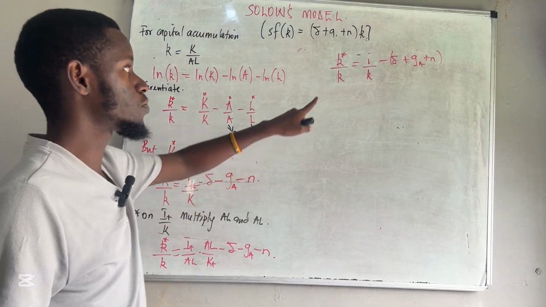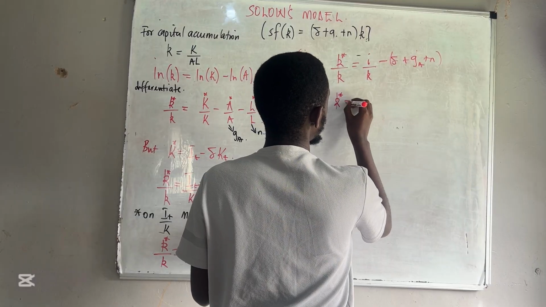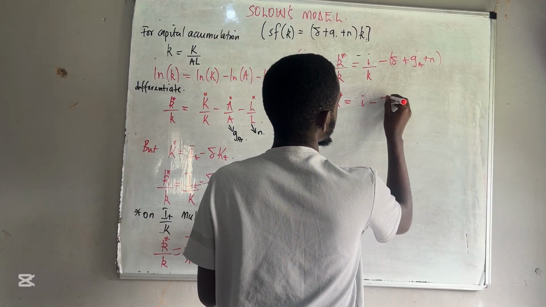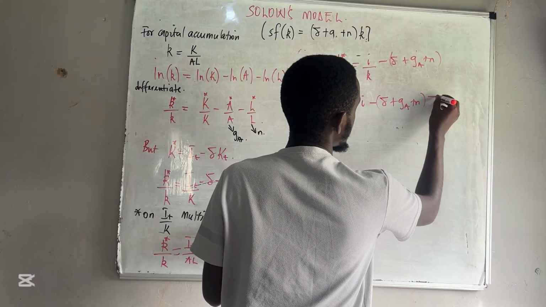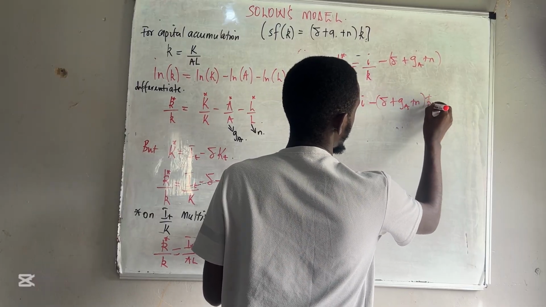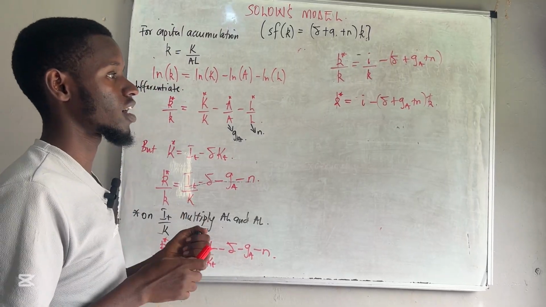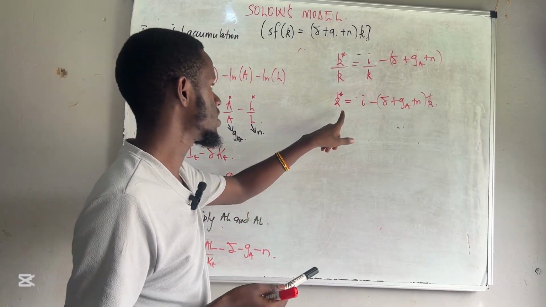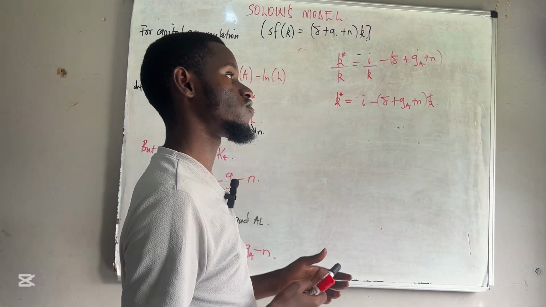Now from here, I'm going to multiply by small k everywhere. Then I'll have my small k dot equals i minus (sigma plus gA plus n), everything times small k. We have to remember small k, we called it capital per effective worker. And this is now the change in capital per effective worker.